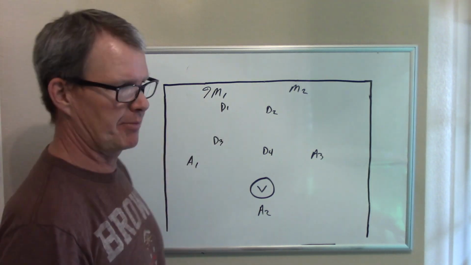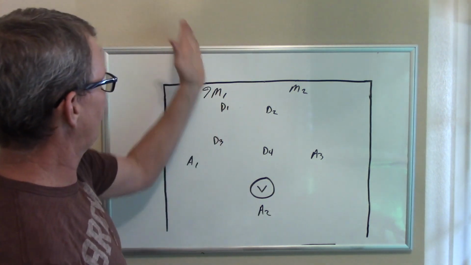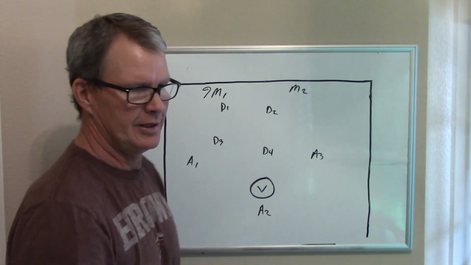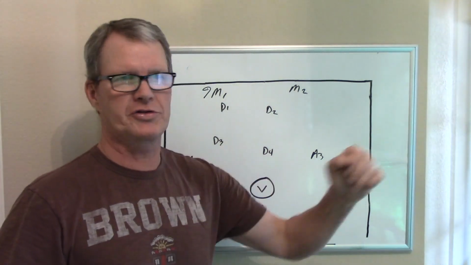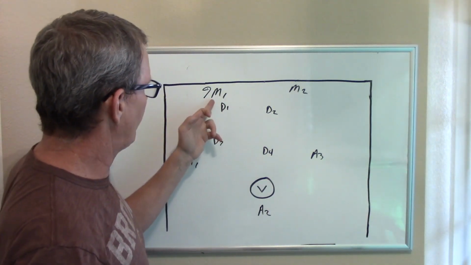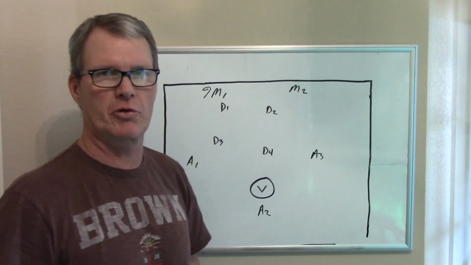D1, I've got ball. He needs to be able to put pressure on the ball. Obviously, if M1 runs really far away, D1's got a decision to make whether to continue with the pressure or to let him go. But ball pressure is going to make a huge difference as to whether this offensive group scores a goal.